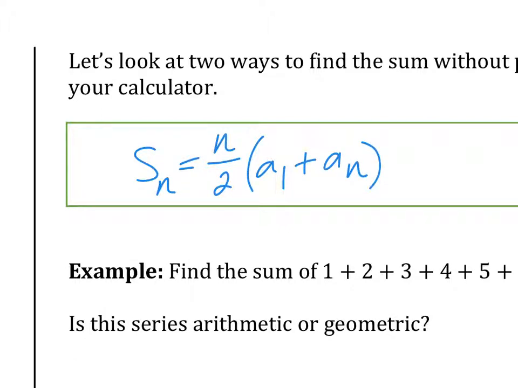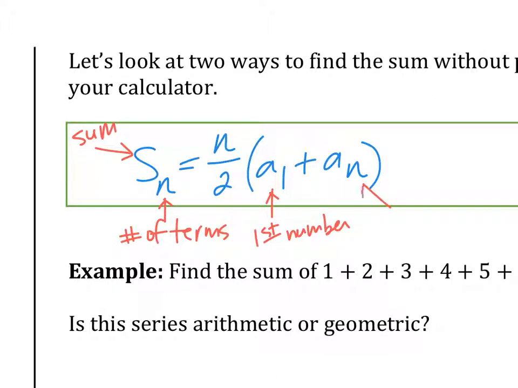Write it in your cheat sheet if you haven't done that yet. S means sum, so you're going to add it all up. n means the number of terms. How many numbers are there in this whole series? A1 is the first number. An is the last number. Make sure that you have it in your cheat sheet so you can reference it later on.